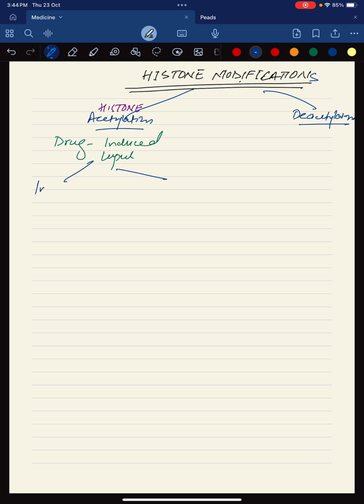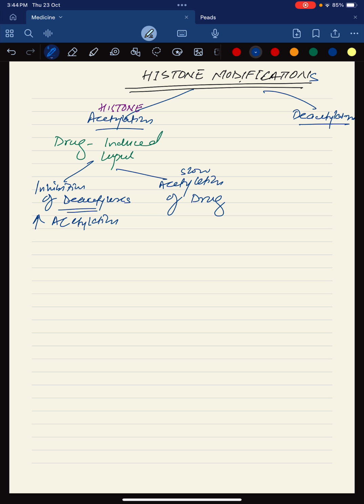there is inhibition of deacetylases, which is responsible for deacetylation when needed, and that will be inhibited, so there will be more acetylation, histone acetylation. And secondly, there is acetylation of the drug. Now, slow acetylation, I must say slow.